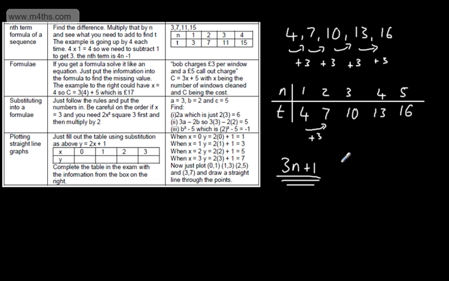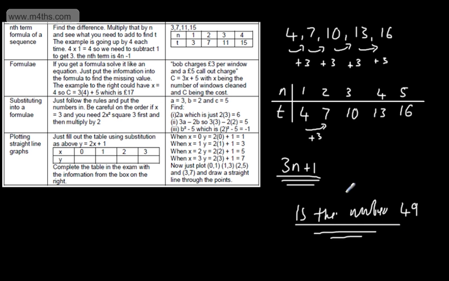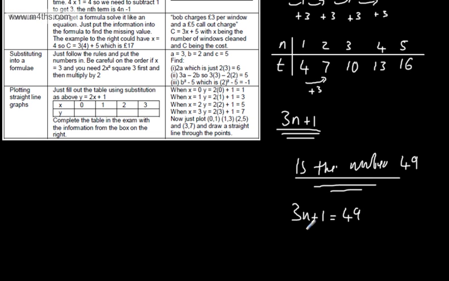So let's look at a tough question that in an exam they might ask us. They might say, is the number 49 in this sequence? So what they might do is give you a number that's so far out. I mean, this isn't too bad, but you don't really want to be counting up. If this is in there, what we can say is that 3n plus 1 would be equal to 49. And what we want to do is get an integer or whole number value for n.